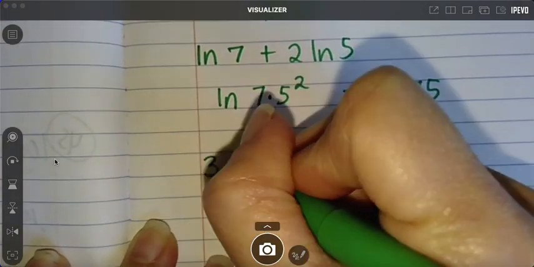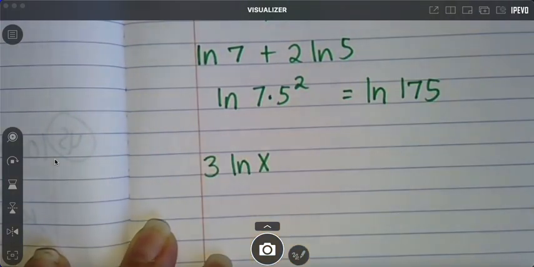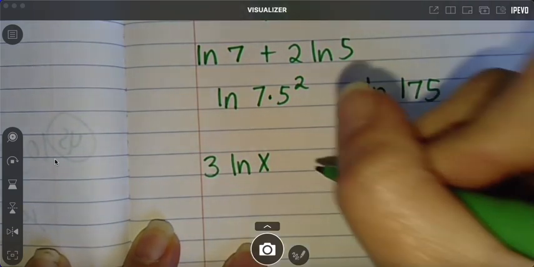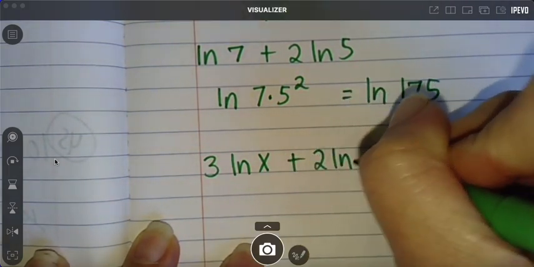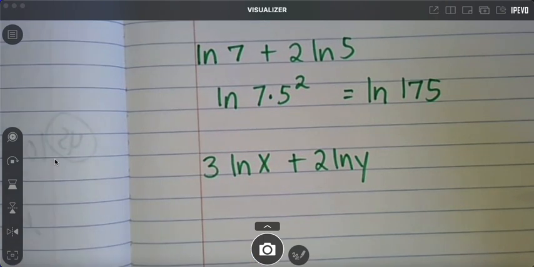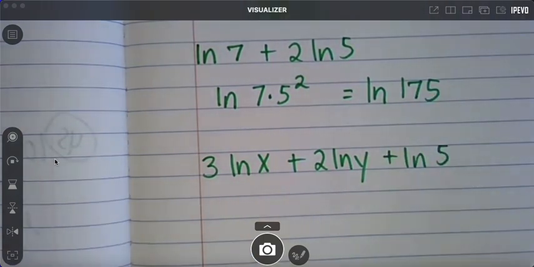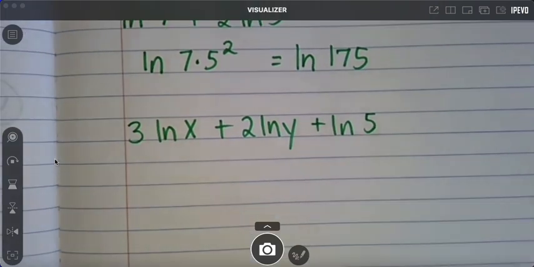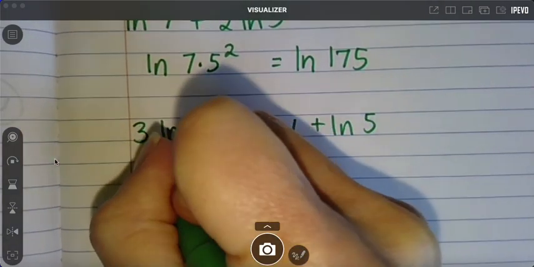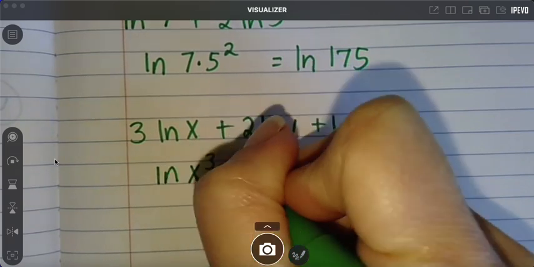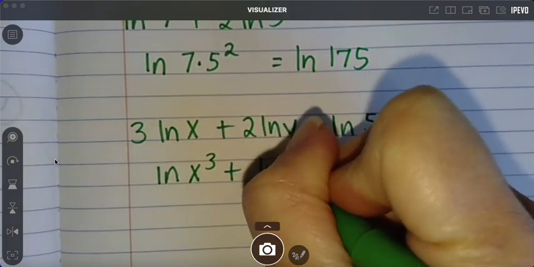3 natural log of x plus 2 natural log of y. Now we have some variables. Plus the natural log of 5. So your first thing, what are you going to do with all those numbers out front? Exponent. Yeah, x to the third times y to the second. Y'all are going a little ahead of me.